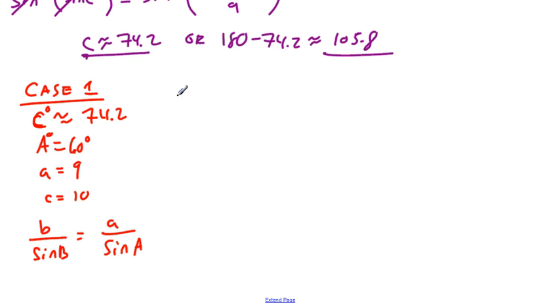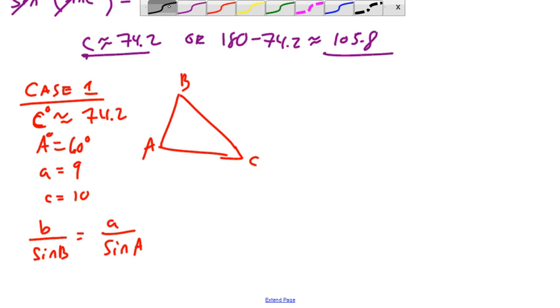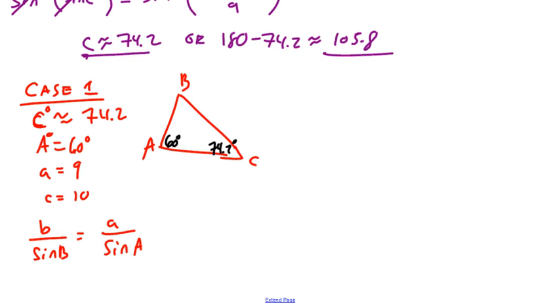Because if we create a triangle A, B, C, A is 60 degrees, C is 74.2 degrees. Doesn't it make sense that we can find angle B very easily by just doing 180 minus 60 minus 74.2? If you do that calculation, that gives us 45.8.